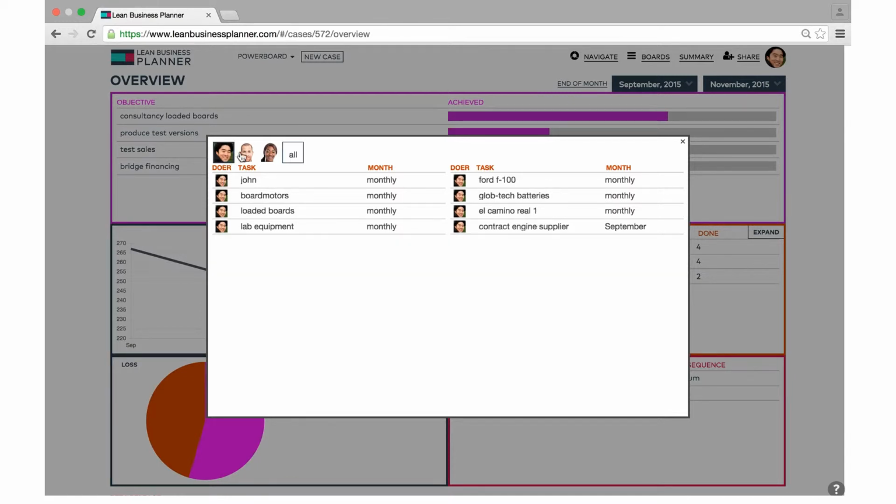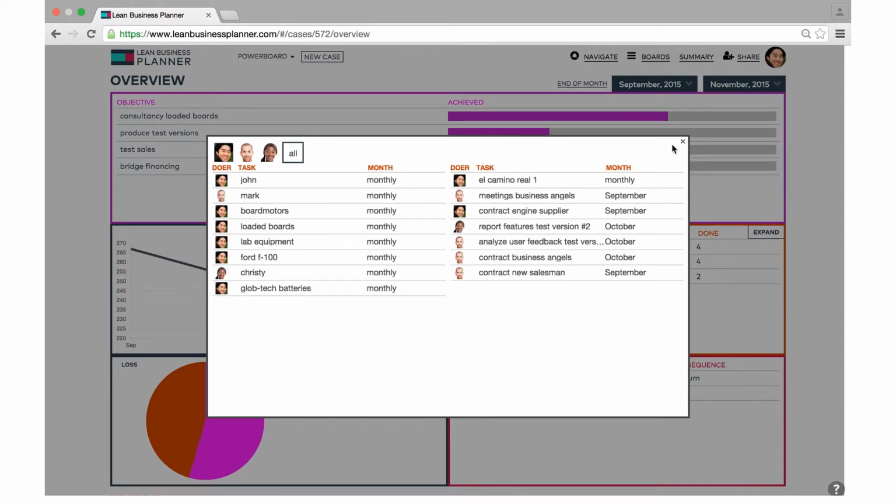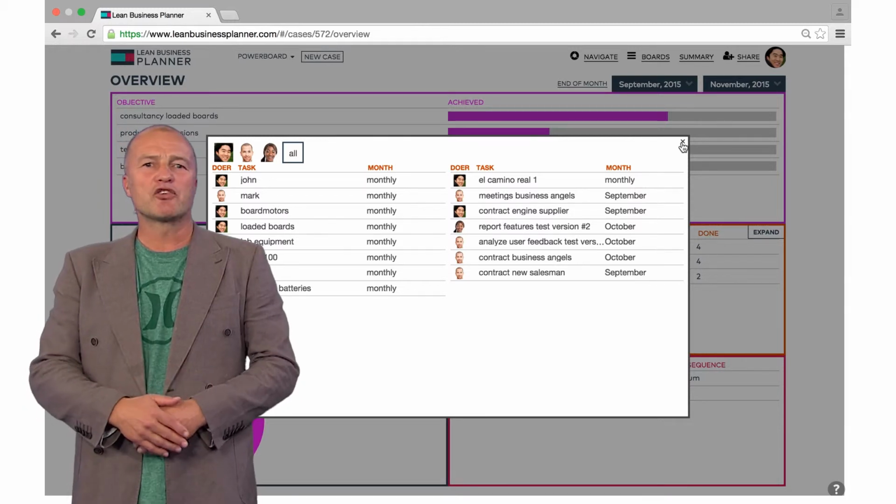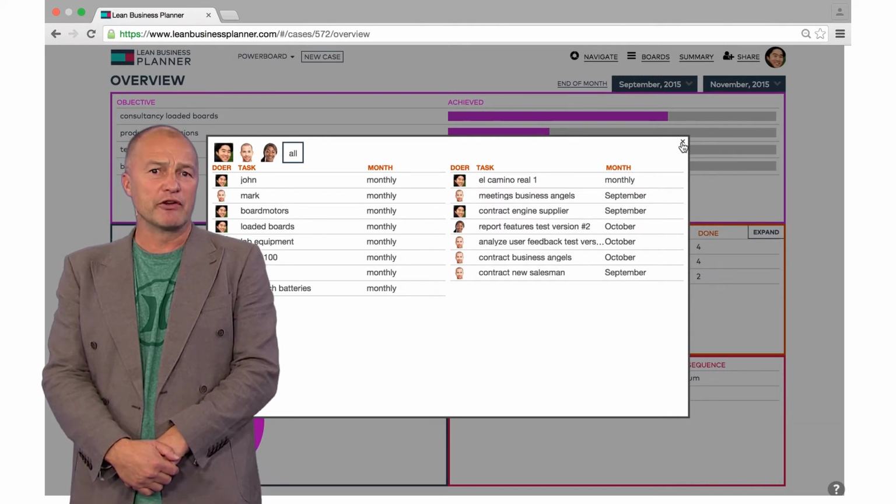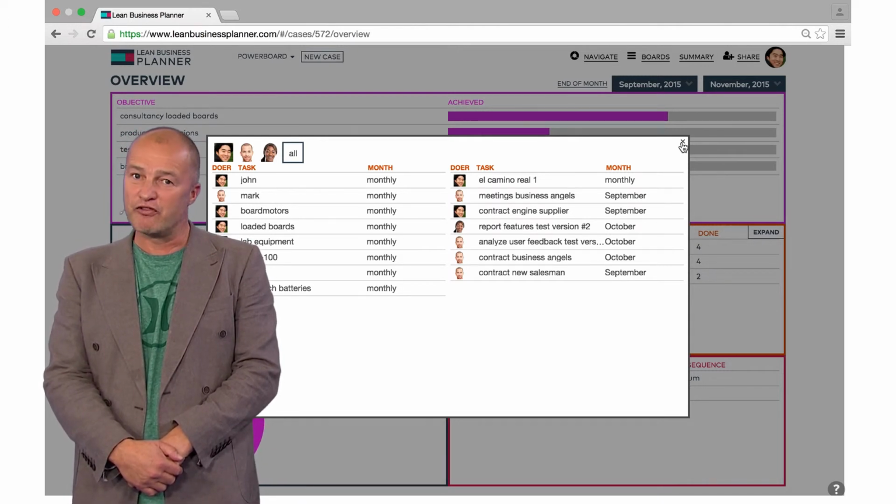Christy completed a report of prioritized product improvements in production version 2. All that is left is to report the tasks as completed. The user feedback analysis and the contract with the engine supplier from John are also complete. Mark says that contract and training of the new salesman is going to be just fine.